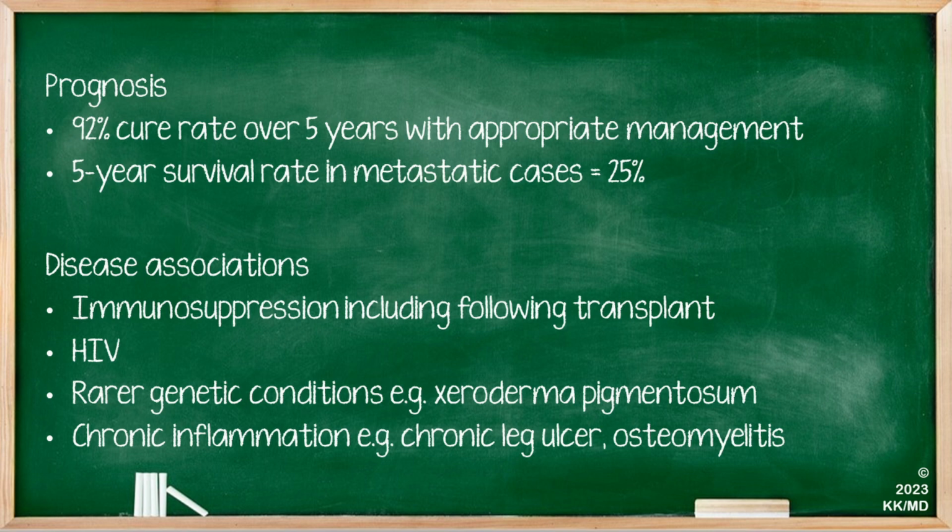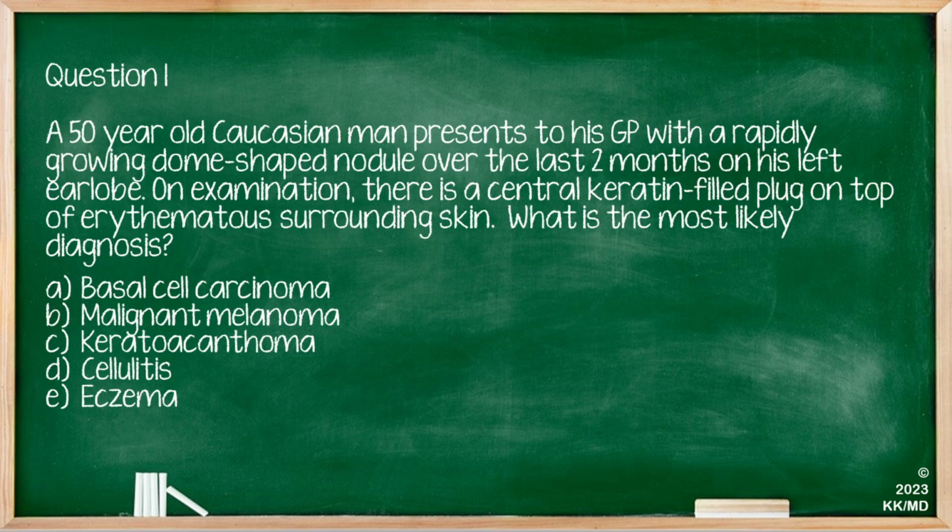Other associations include immune deficiency syndromes, such as HIV, chronic inflammation, such as chronic leg ulceration or chronic osteomyelitis, and finally, some rarer genetic conditions, such as xeroderma pigmentosum, or potential associated disorders. So let's do some questions.